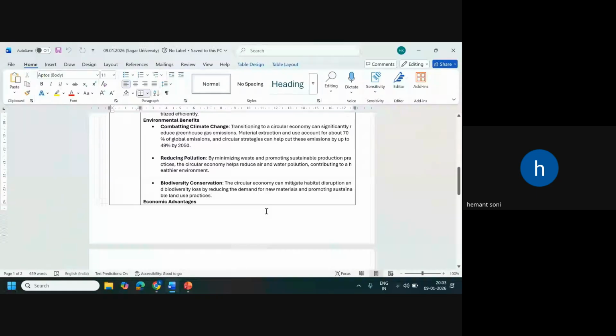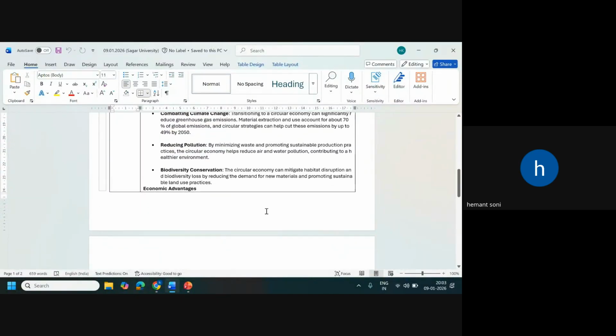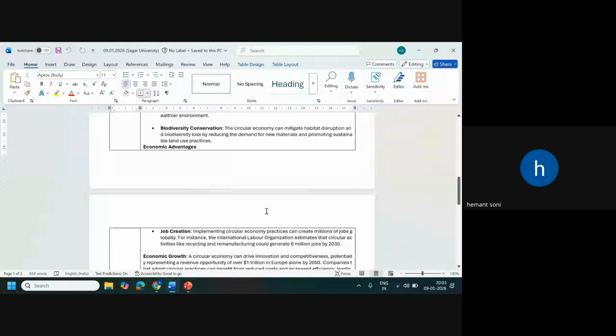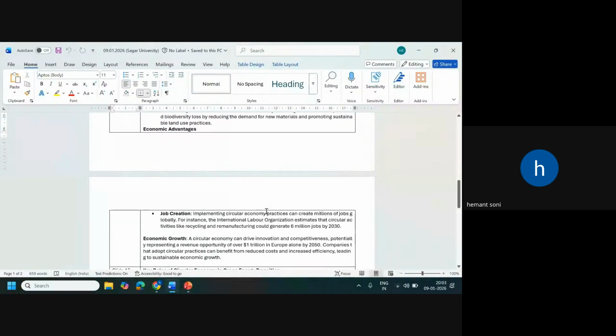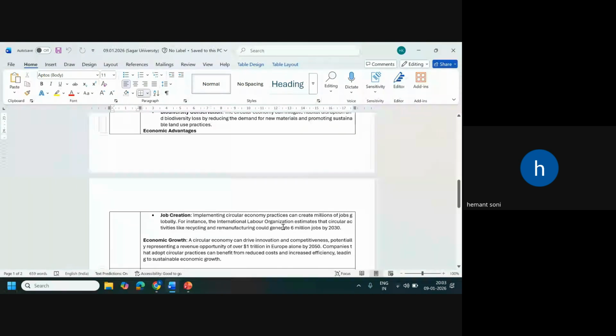The circular economy can mitigate habitat disruption and biodiversity loss by reducing the demand for new materials and promoting sustainable use practices. Then another benefit is job creation. Implementing circular economy practices can create millions of jobs globally. For instance, the ILO, International Labour Organization, estimates that circular activities like recycling and remanufacturing could generate 6 million jobs by 2030. Then it also promotes economic growth.